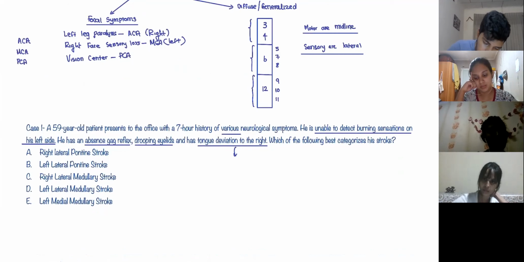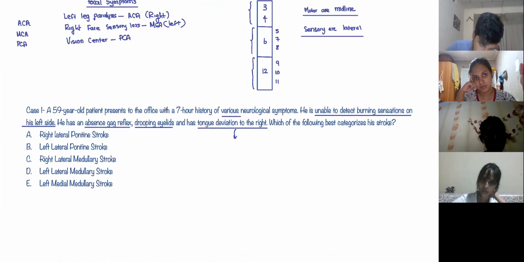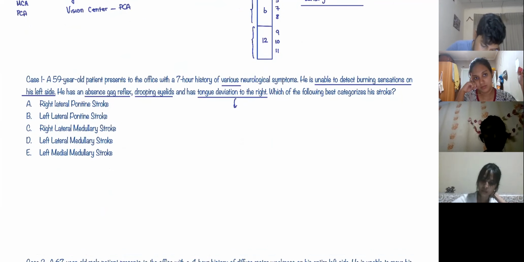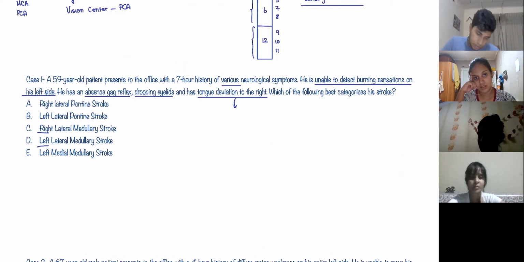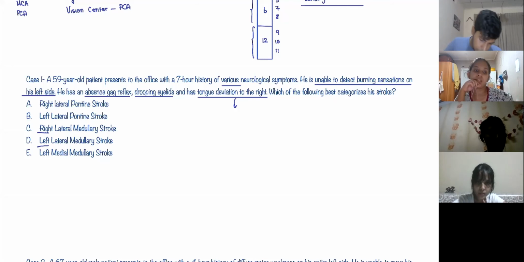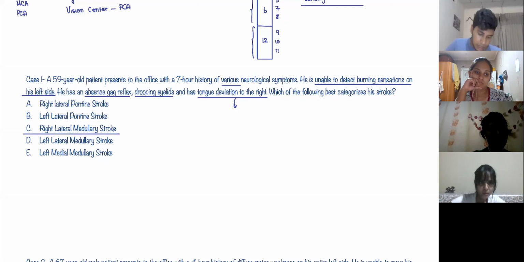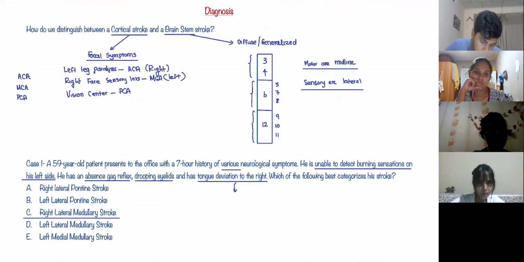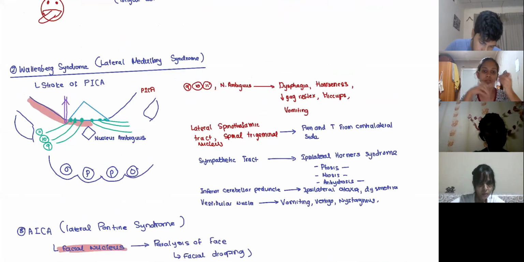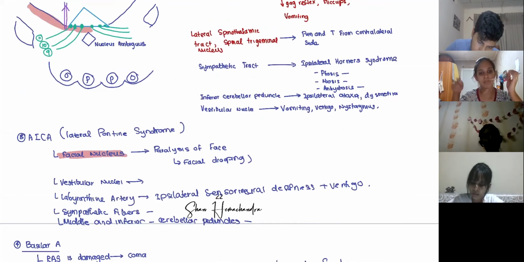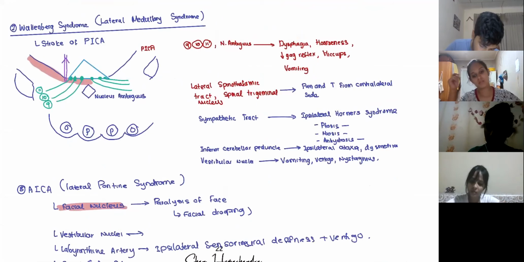Okay, guys. Medullary syndrome. Yes, medulla. Lateral medullary stroke. Is it the left side or the right side? It's one of these two answers. Contralateral side. Yes, basically the right. Right lateral medullary stroke. This is what you call Wallenberg syndrome. I need you guys to memorize this case because this is very common.